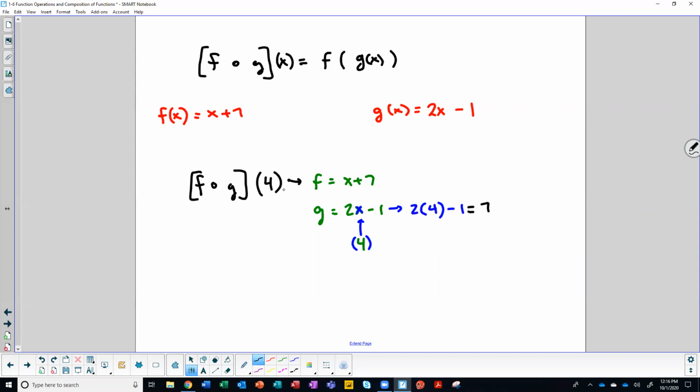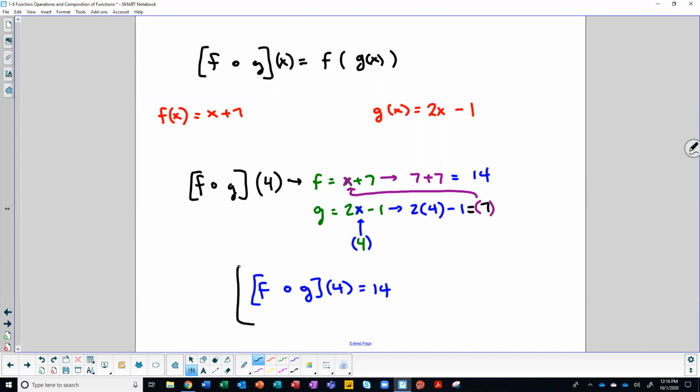To find f of g of 4, I now take that 7. Let me get a different color that I haven't used yet. Here, let's get purple. I'm going to take that 7, and I'm going to substitute the 7 into this x. So this goes right here. And so I'll have 7 plus 7. 7 plus 7 is 14. That would be the answer. F of g of 4 is going to be equal to 14. Now, I think that's easier than dealing with all the x's, just plugging in a number.